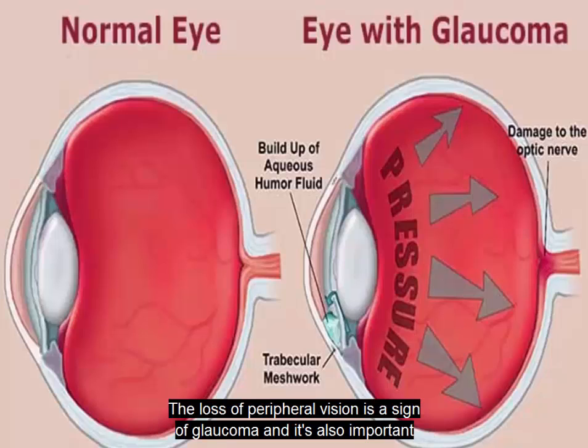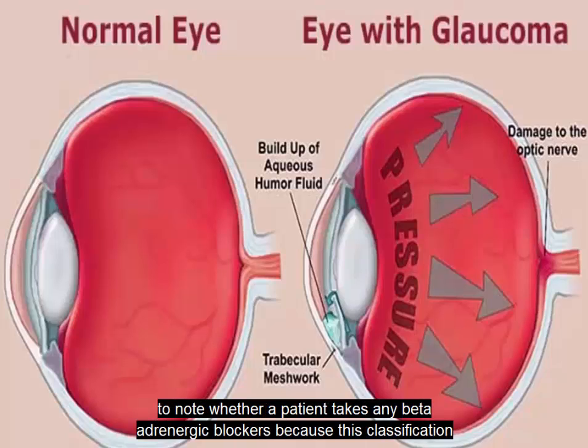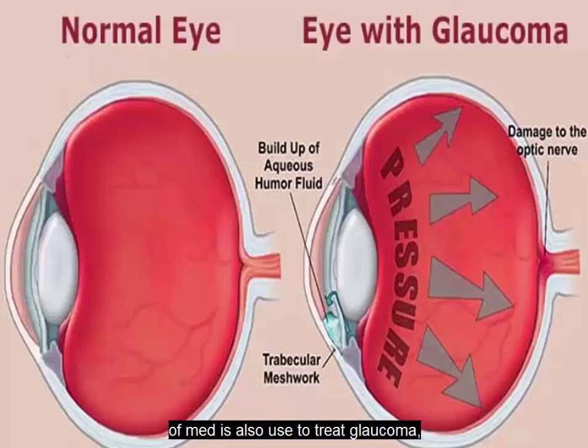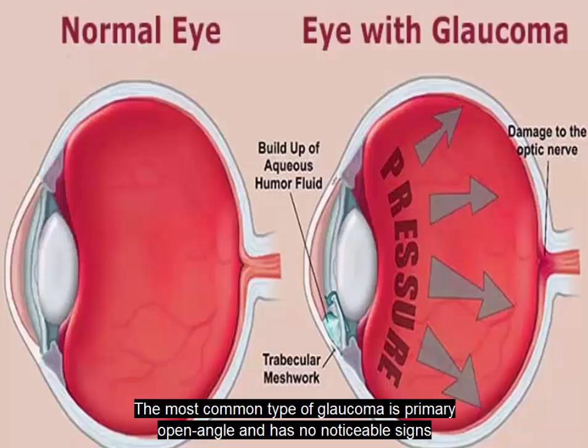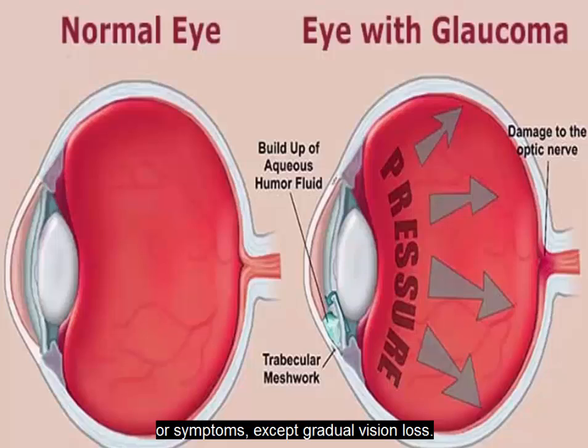The loss of peripheral vision is a sign of glaucoma, and it's also important to note whether a patient takes any beta-adrenergic blockers, because this classification of med is also used to treat glaucoma, which means there could be an increase in adverse effects. The most common type of glaucoma is primary open angle and has no noticeable signs or symptoms except gradual vision loss.